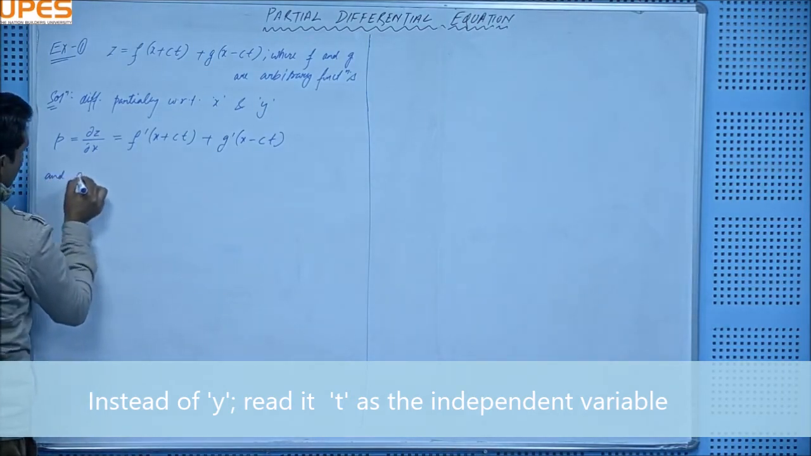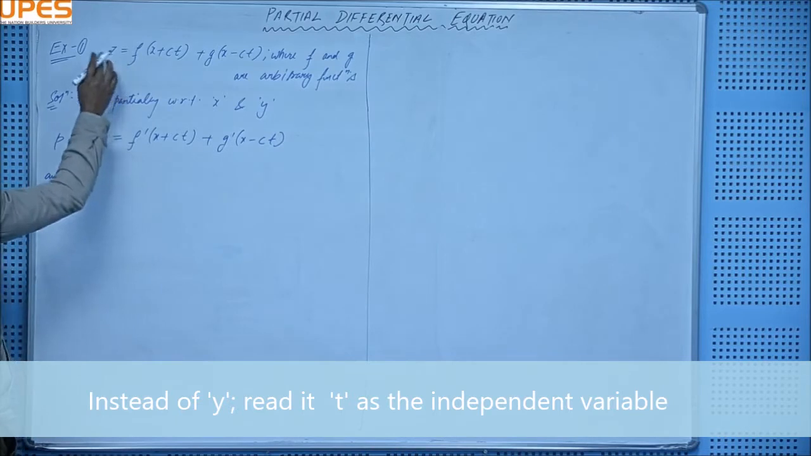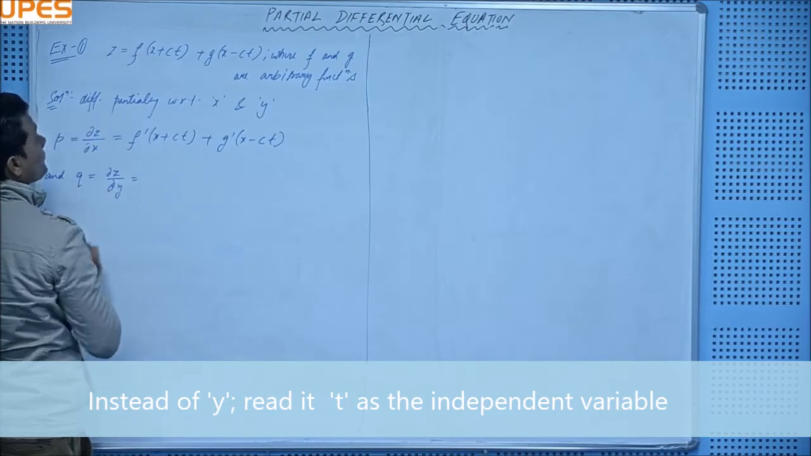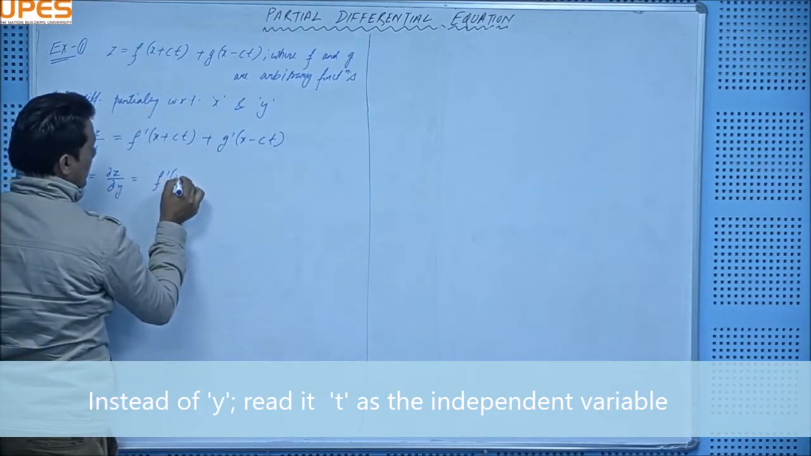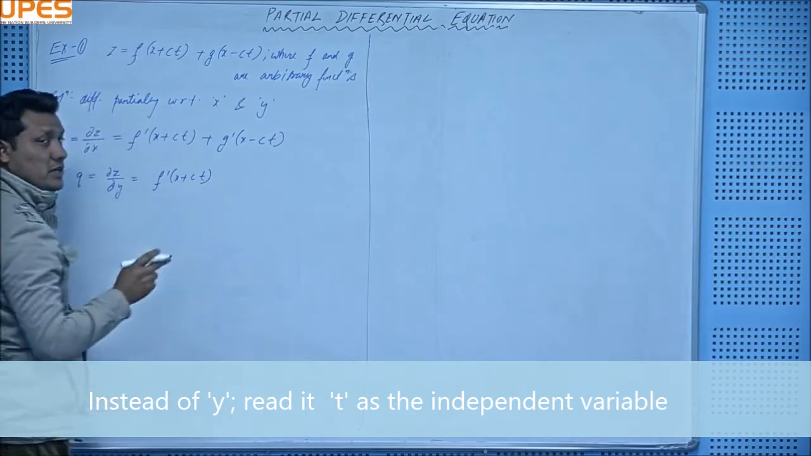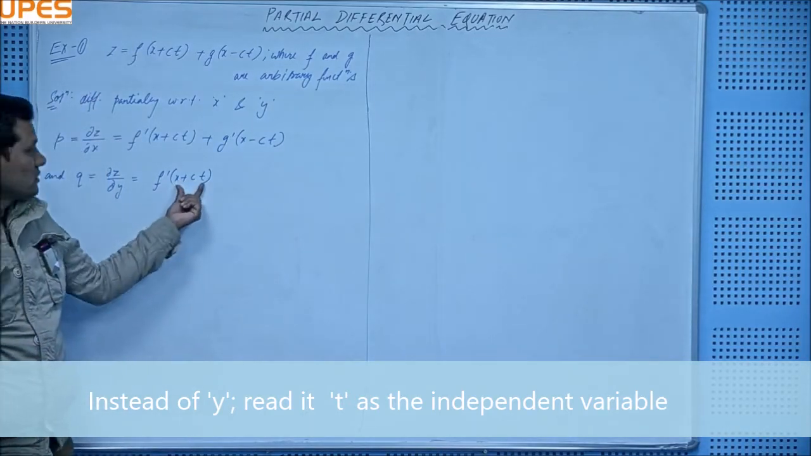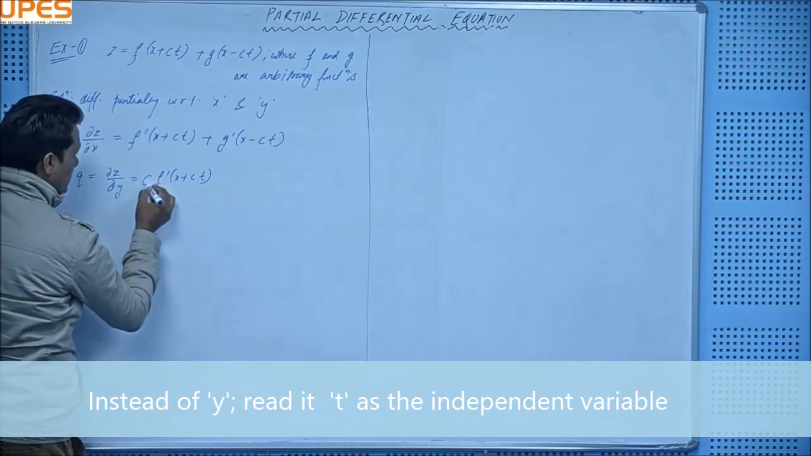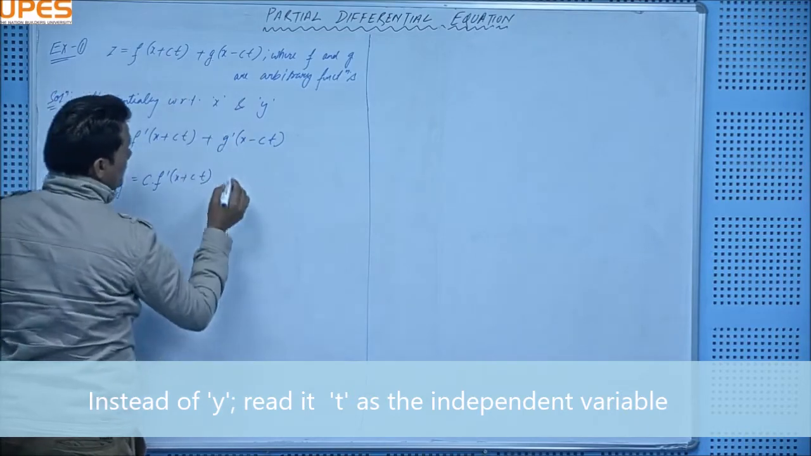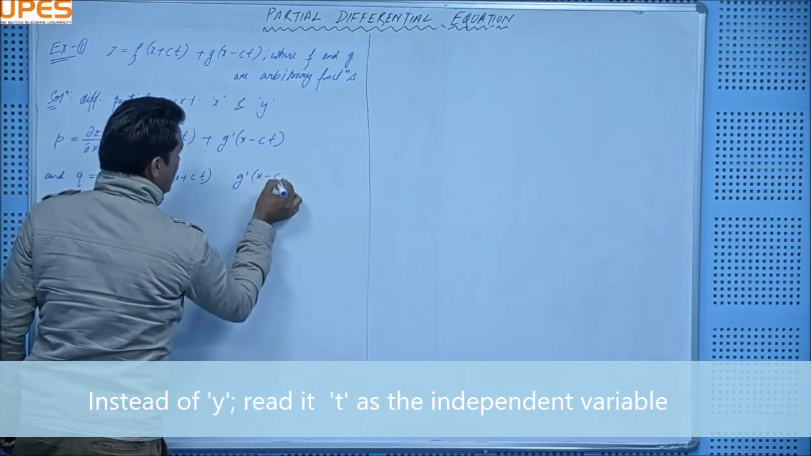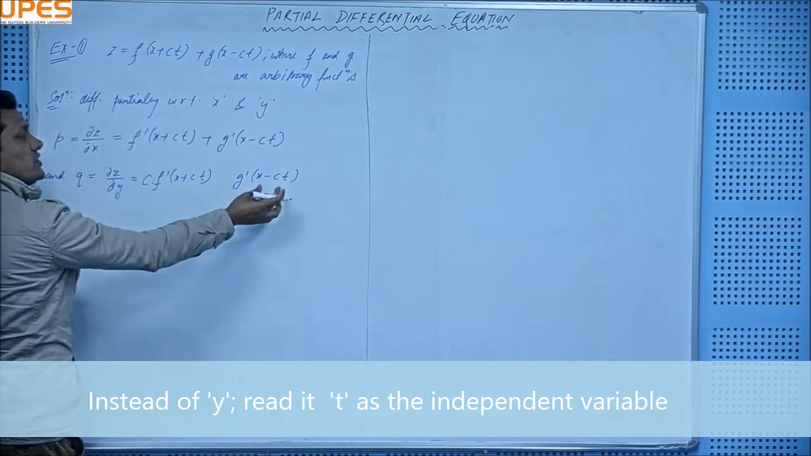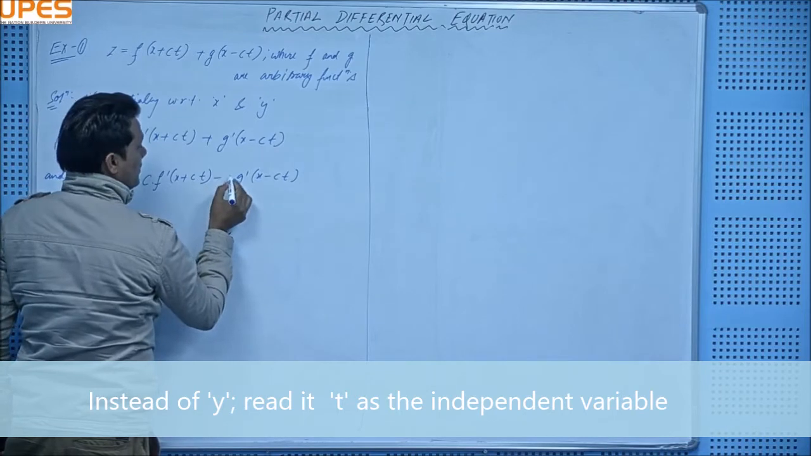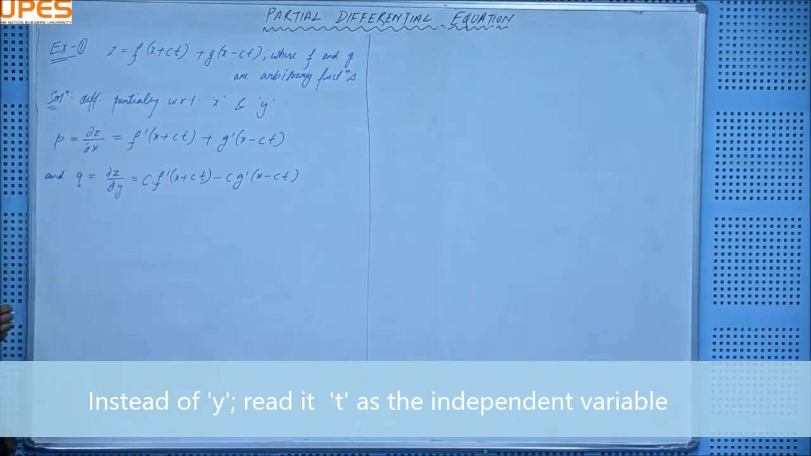and with respect to y, there is q, del z upon del y denoted by letter q, is equal to f dash of (x plus ct) multiplied by differentiation of this thing with respect to t, and that will be c. So I am writing c here. Similarly, differentiation of this is g dash of (x minus ct) multiplied by differentiation of this, that will be minus c. So minus c will appear here in calculation, right?